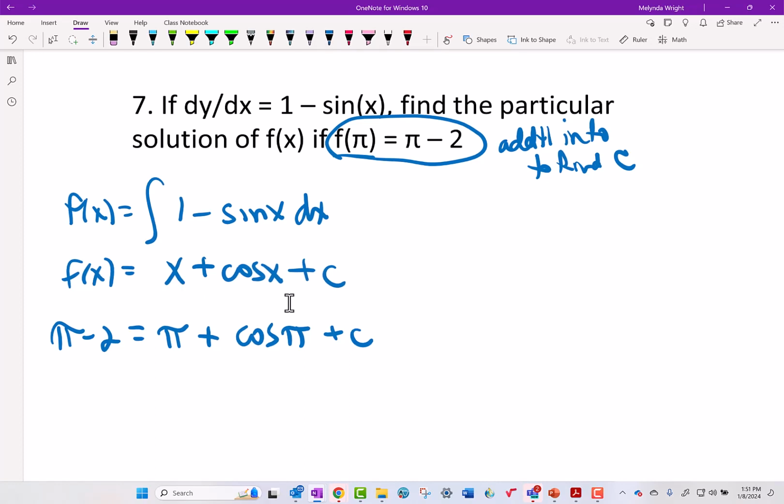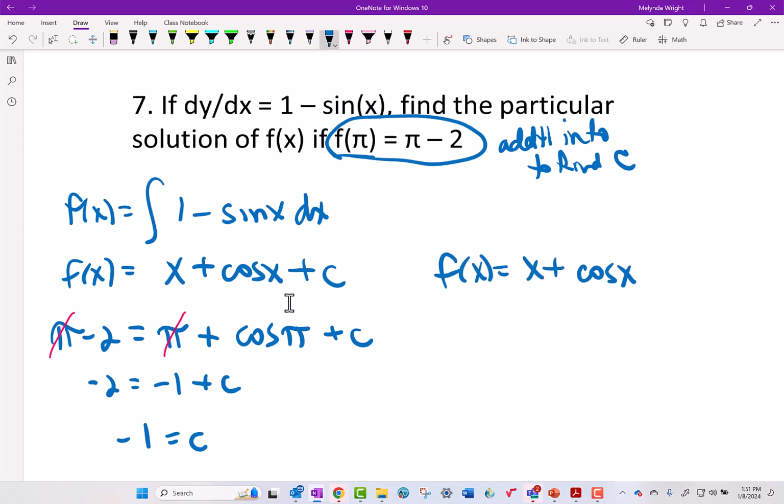All right, so if I move the pi over, it goes away, right? So that's gone. And we know cosine of pi, we know what that is, right? Our unit circle? It's negative 1. So c is what? Negative 1. So our particular solution is going to be x plus cosine x minus 1. So that's our particular. And our general solution has the plus c in it.